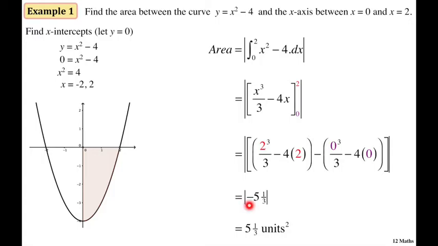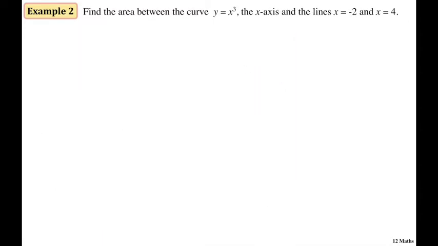Why did we get a minus answer? Because the area is under the x-axis. If the area was above the x-axis, we would have got a positive answer. So there's our first example. Did you need to draw the sketch to do this? With this particular question, no. You could have got away with just using the formula and plugging it in, but that doesn't always work that way. Alright, here's our second example.